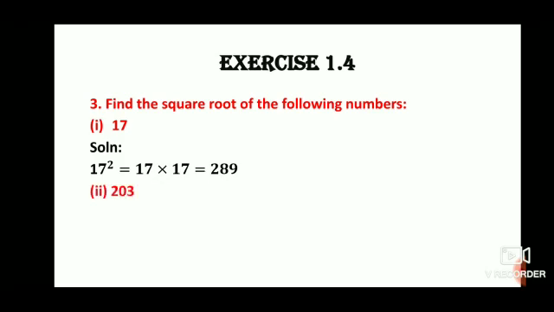Next subdivision, 203. See the solution. Same method: 203 the whole squared is equal to squared means 203 into 203. So 203 into 203 is equal to 41,209.